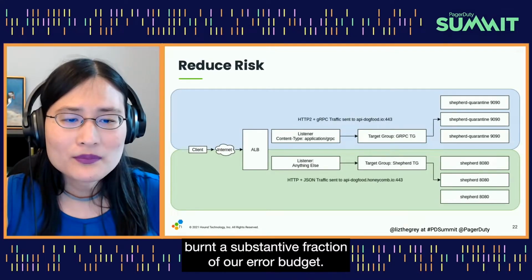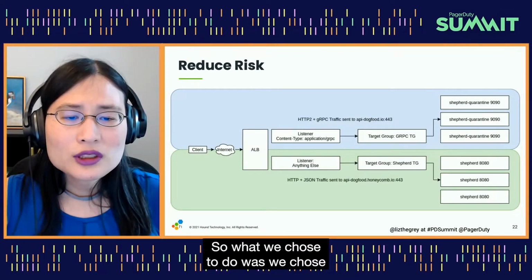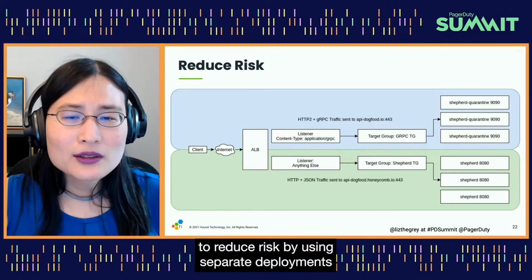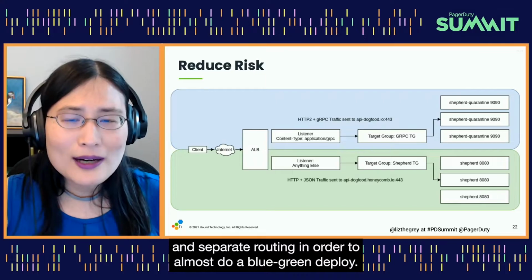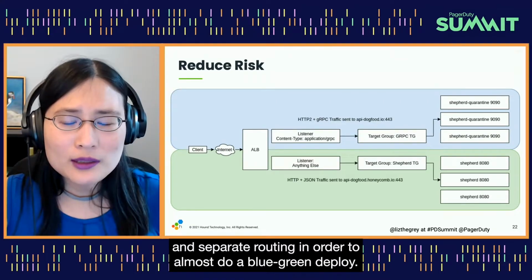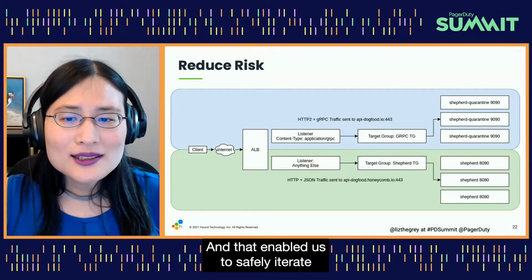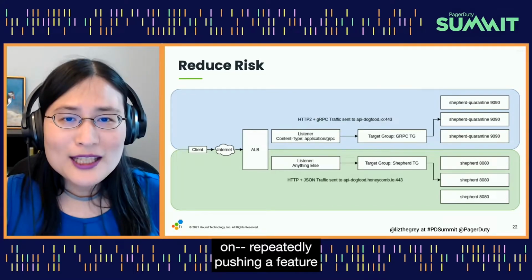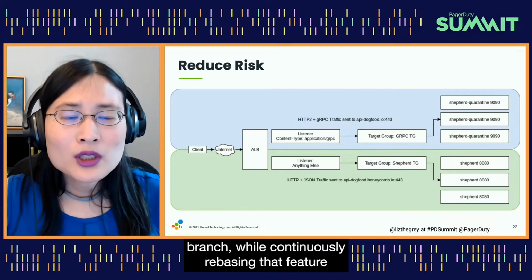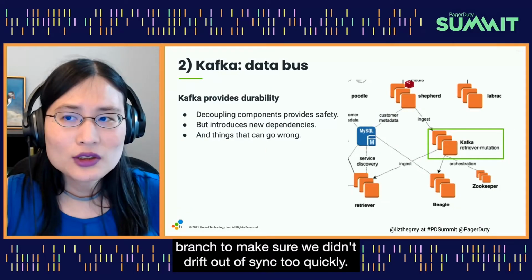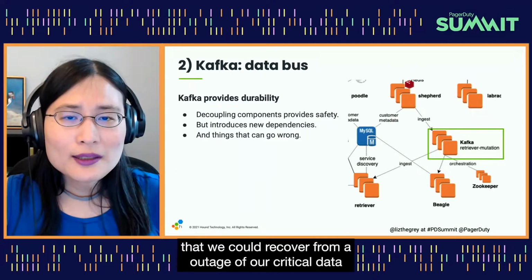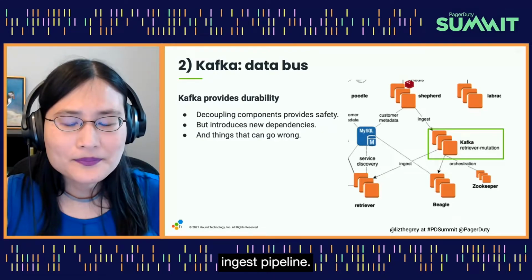of our error budget. So what we chose to do was reduce risk by using separate deployments and separate routing in order to almost do a blue-green deploy. And that enabled us to safely iterate on repeatedly pushing a feature branch while continuously rebasing that feature branch to make sure we didn't drift out of sync too quickly. So that's how we wound up ensuring that we could recover from an outage of our critical data ingest pipeline.